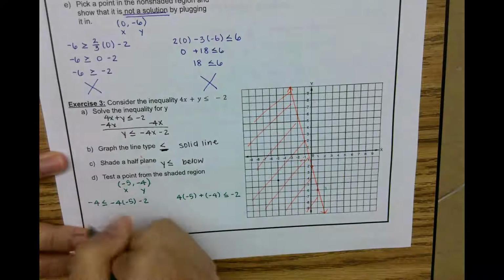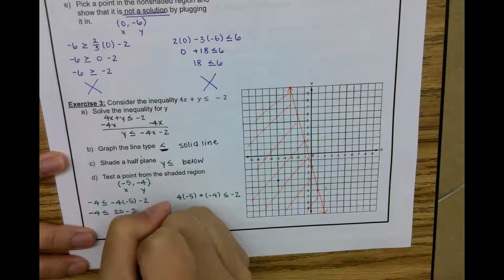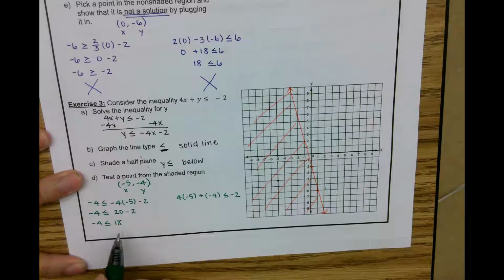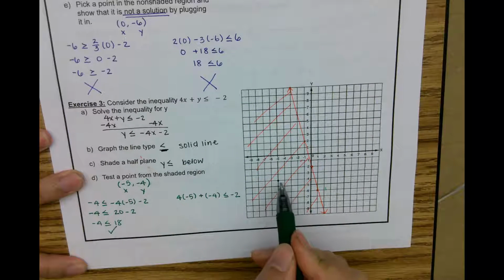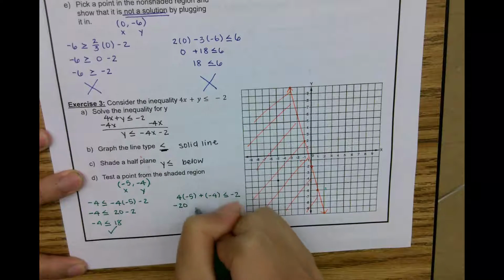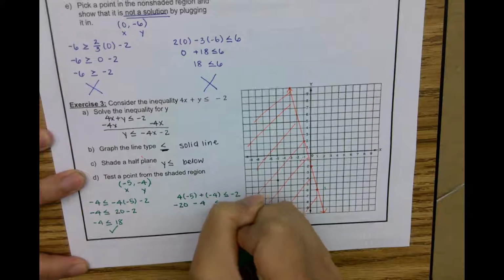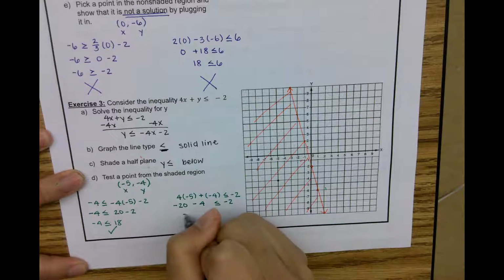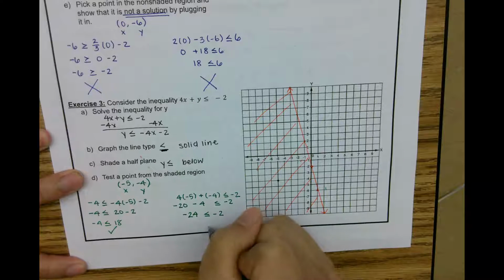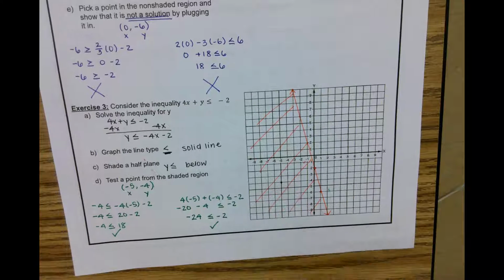So -4 times -5 is 20. 20 minus 2 is 18. Is -4 less than or equal to 18? Yes, it is. That's why it's in the shaded area. And I'm just going to check again. 4 times -5 is -20 plus a negative, that just means minus. -20 minus 4 is -24. Is -24 less than or equal to -2? Yes, it is. And that is why it's in the shaded area, so I'm good to go.